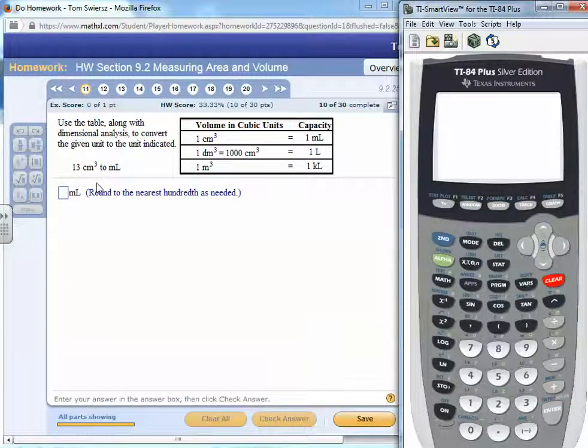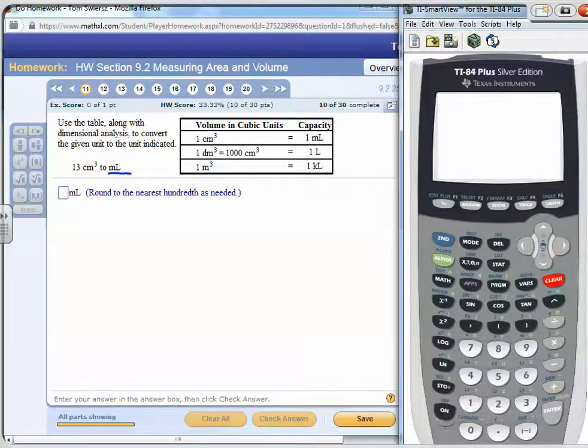Okay, 13 cubic centimeters to milliliters. ML, the prefix M is for milli, and capital L is liter. Notice right here in the top row in the conversion, a cubic centimeter, a centimeter by centimeter by centimeter, has the amount of liquid, water, or whatever the liquid is, of 1 milliliter. It's a 1-to-1 correspondence. For every 1 cubic centimeter, there's 1 milliliter. So basically, it's the same number. So you don't really have to do much here.